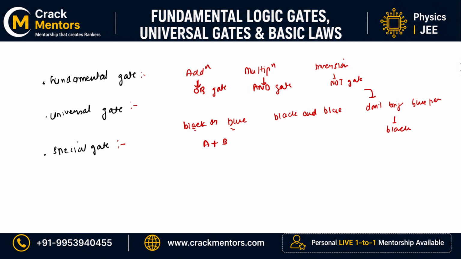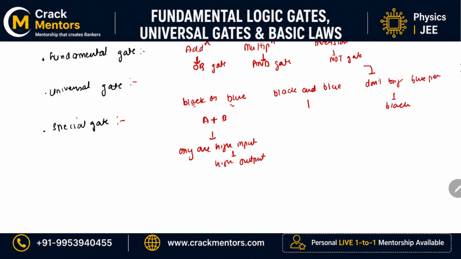Therefore, the addition one is known as OR gate. Why? Because any one high input produces high output. The reason why I am naming this as OR gate is because if any one of the voltage is high, the output is automatically high.